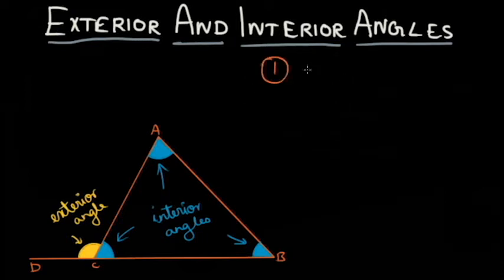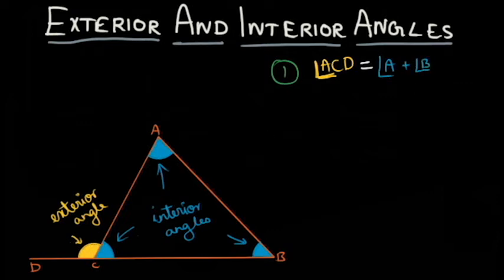The first property is that in this case, angle ACD, which is the exterior angle, is equal to angle A plus angle B, which are the two opposite interior angles here. This means the exterior angle is equal to the sum of the two opposite interior angles.